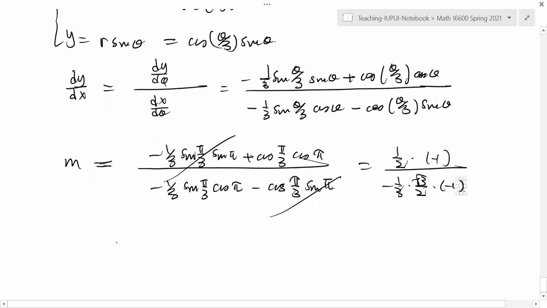So this is going to be negative. What do we get? We simplify. You get 1/2, and the 3 and 2 cancel out, and just square root 3. So that is the slope.